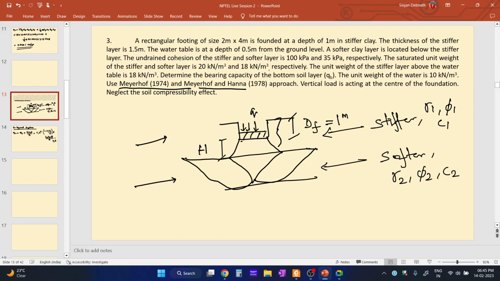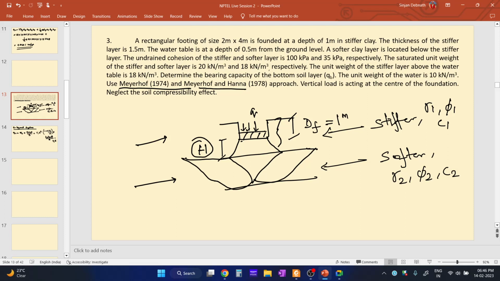If the value of H is very low, then at the ultimate state, if you load the strip footing close to its ultimate bearing capacity, the failure pattern will develop like this. It will move from the top layer to the softer layer underneath. So the failure surfaces will be like this.